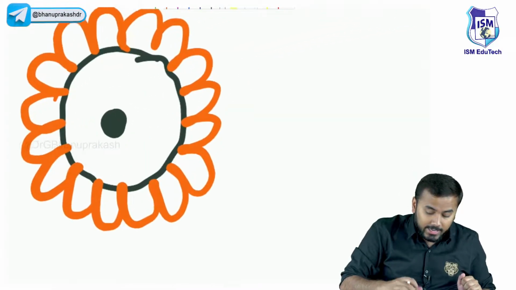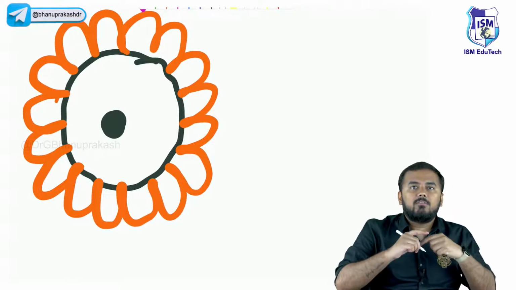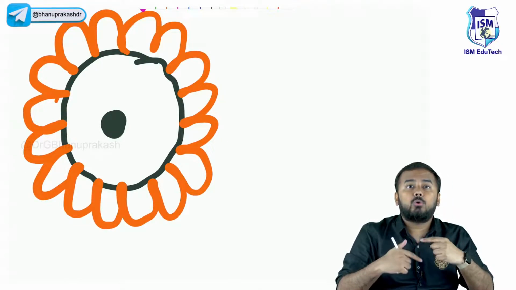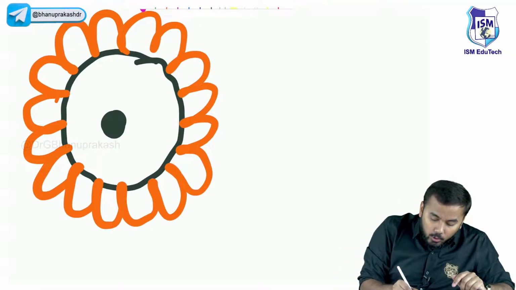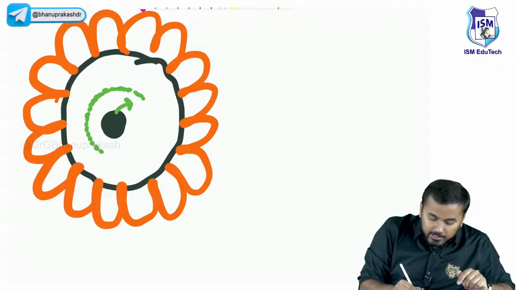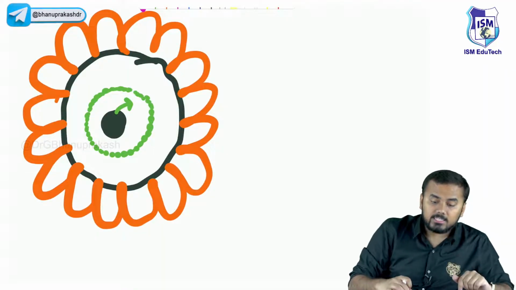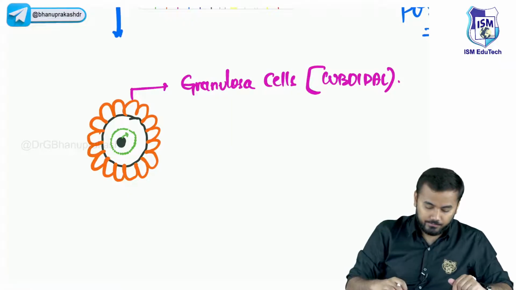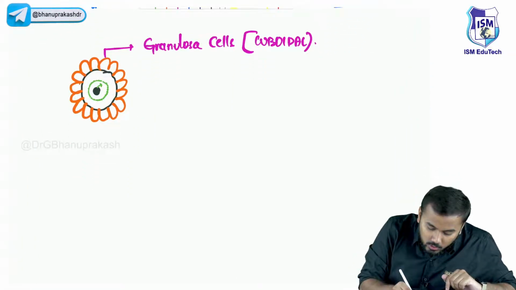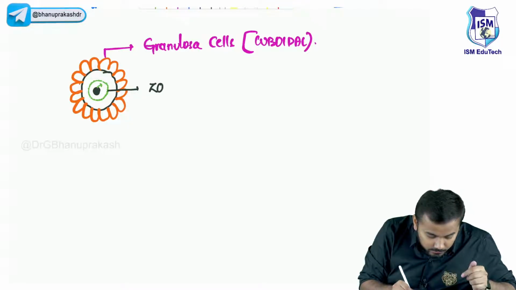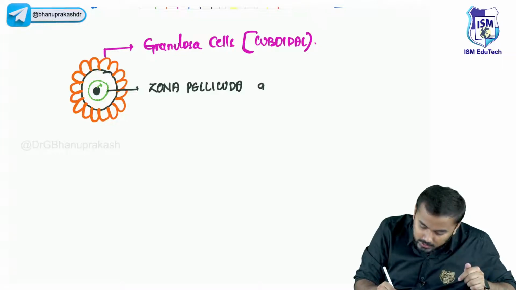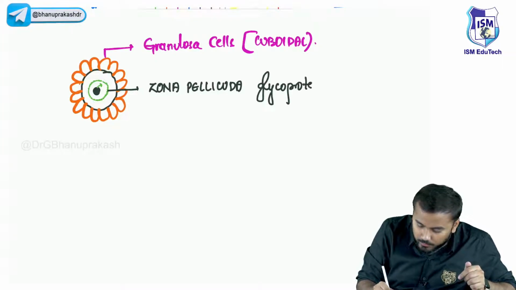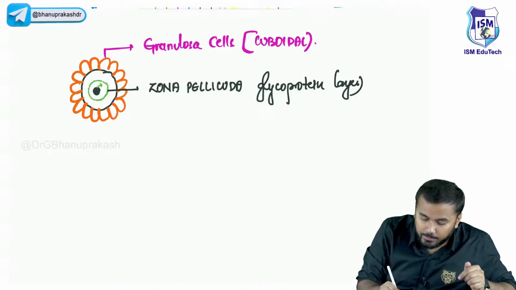Now, exactly at this stage, what is going to happen? Listen very carefully. Exactly at this stage, this primary oocyte will start releasing a small glycoprotein molecule. It starts releasing a glycoprotein layer, and this glycoprotein layer completely surrounds the primary oocyte like this, right? This glycoprotein layer is called zona pellucida. It is released by the primary oocyte.